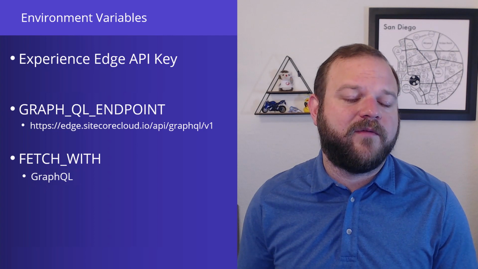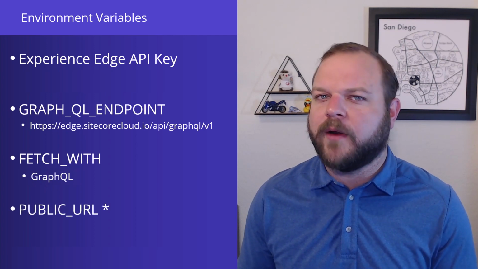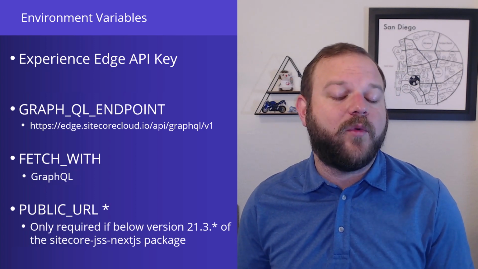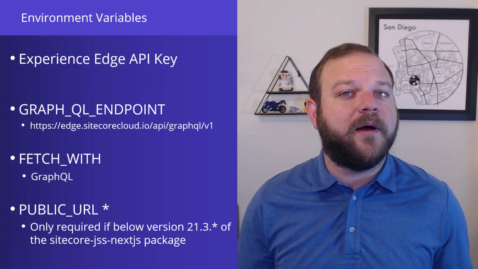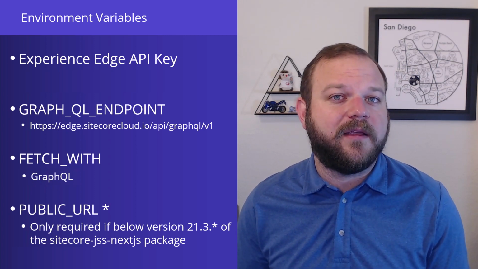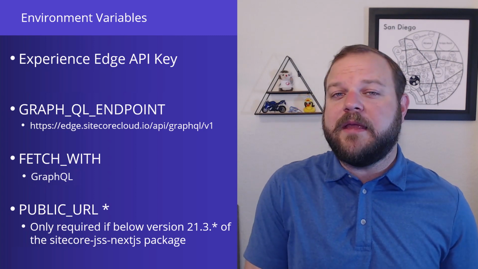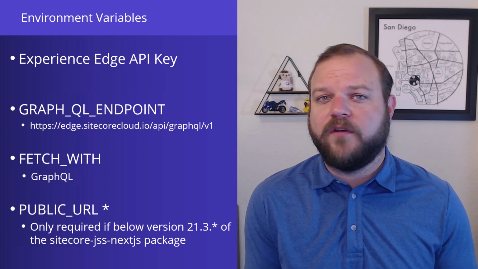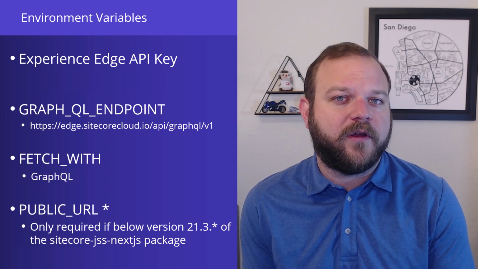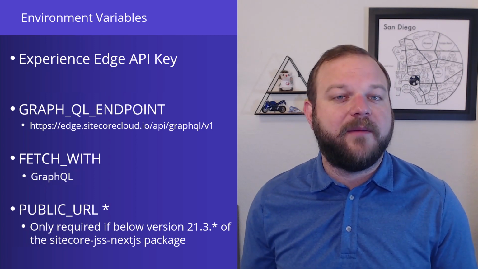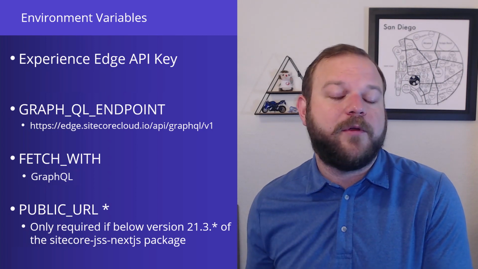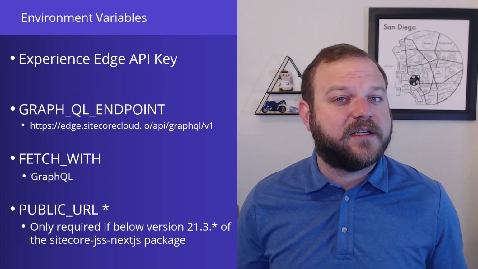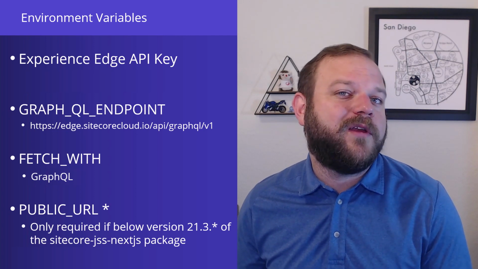And now the last environment variable is a little bit trickier because this is the public URL. And you'll only need this if you are below Sitecore JSS Next.js package 21.3. So if you're on 21.3 or above, you wouldn't need this. JSS is going to automatically populate this variable for you. But if you're like me and you're not on 21.3 yet, you will need to set the public URL. And for our case, this is going to be that publicly accessible URL where we're hosting our site. So it is going to make things a little tricky in Netlify because before we deploy, we don't know what our public URL is going to be. So we're going to have to deploy and then set this one after. But again, if you're on the Sitecore JSS Next.js package 21.3, you won't need to set this public URL.